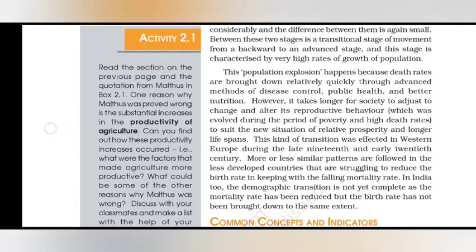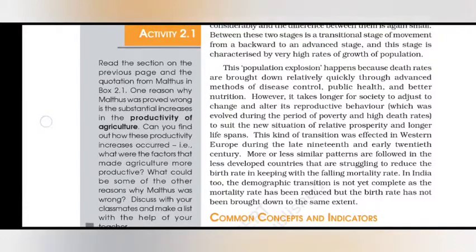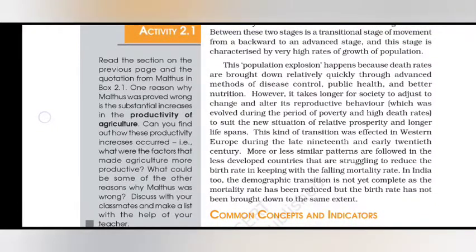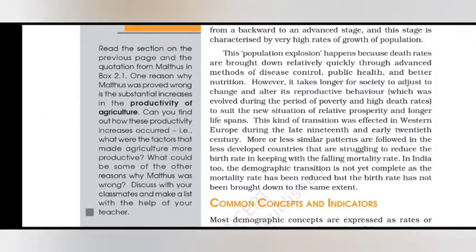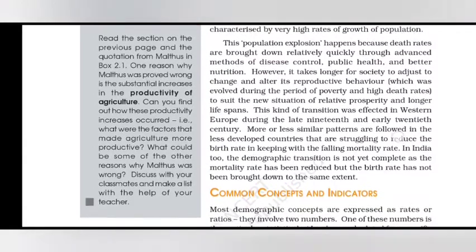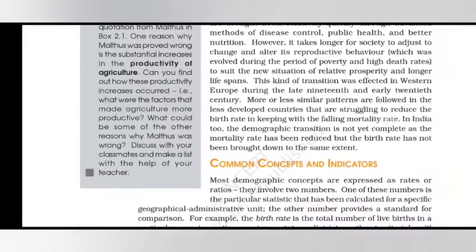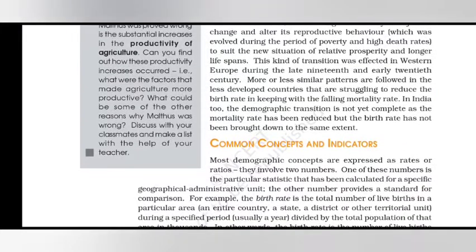Between these two stages is a transitional stage of movement from a backward to an advanced stage, and this stage is characterized by very high rates of growth of population. This population explosion happens because death rates are brought down relatively quickly through advanced methods of disease control, public health, and better nutrition. However, it takes longer for society to adjust to change and alter its reproductive behavior to suit the new situation of relative prosperity and longer lifespans.